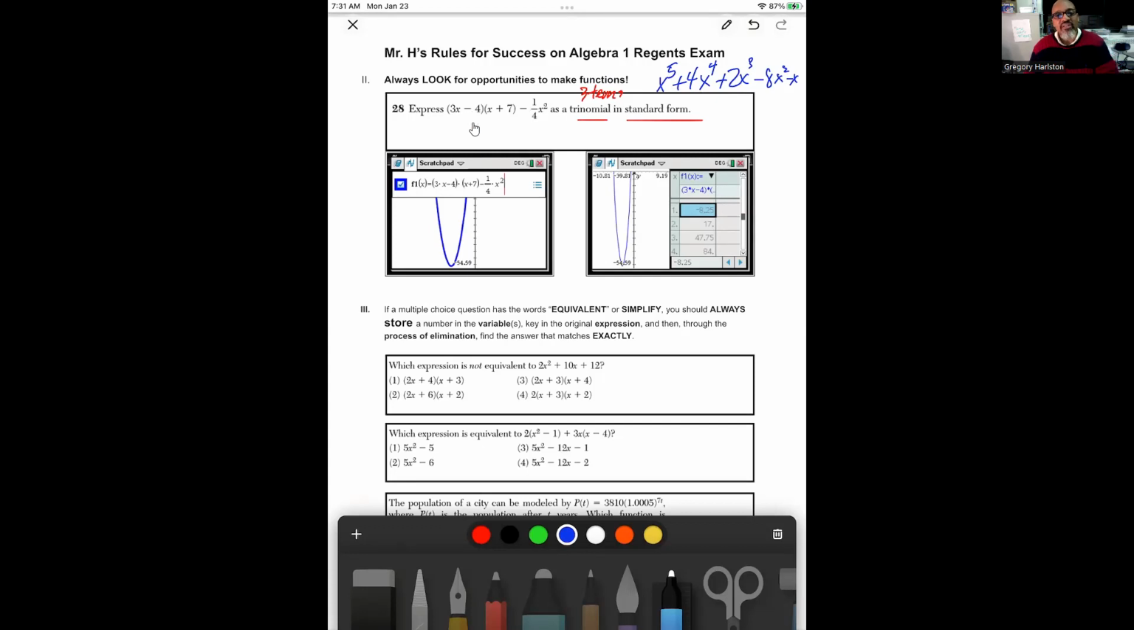Now, here's how we're going to do this. I'm going to do it 2 ways. I'm going to show you how to use a calculator, and then I'm going to show you how to do it without the calculator. So basically, I've got this expression here, and they want me to take all of these terms, multiply them out, and then combine like terms. Whenever they ask you to do that, you should look for opportunities to make this into a function, because once you see it as a function, you can tell what type of function it is, and then from there you can use the table to get some values.